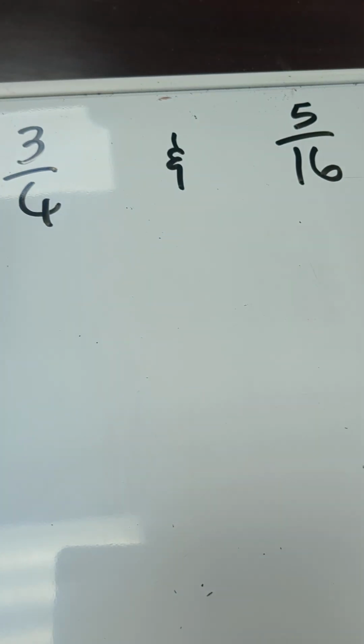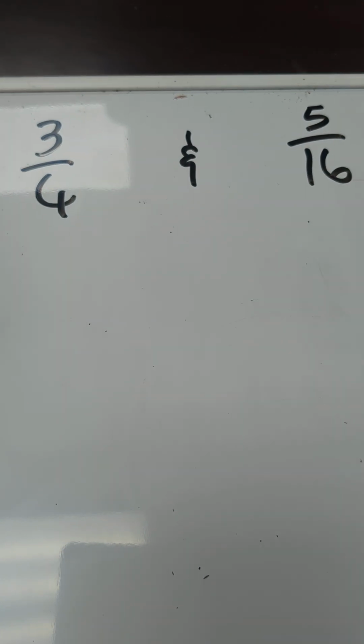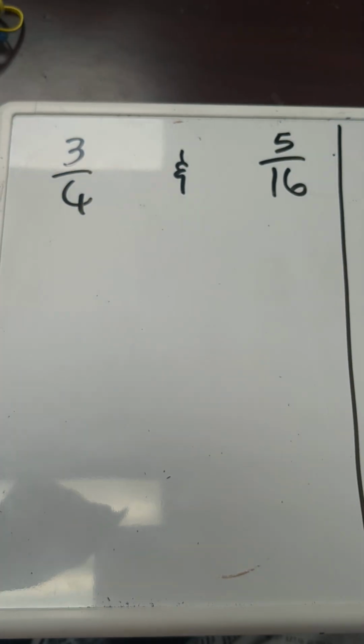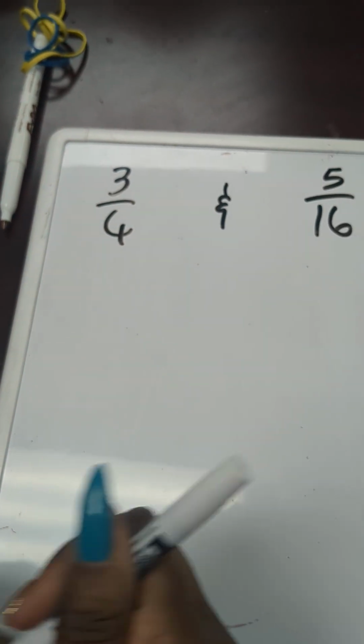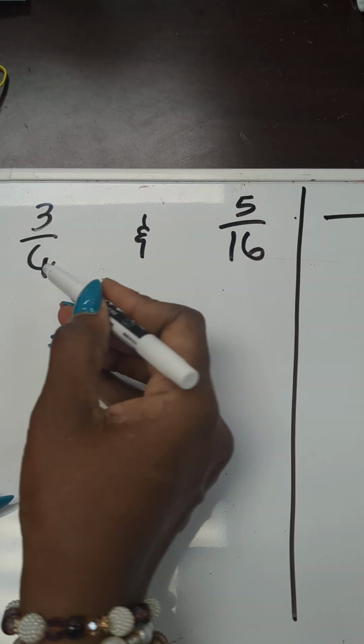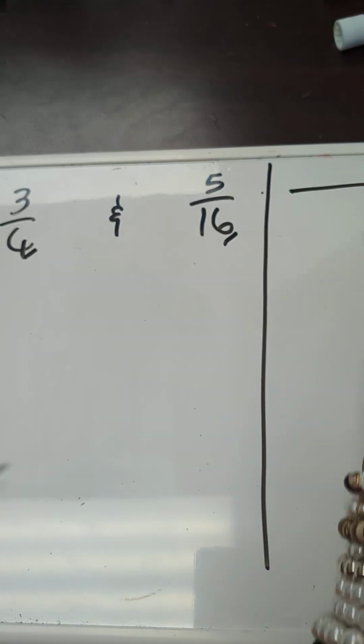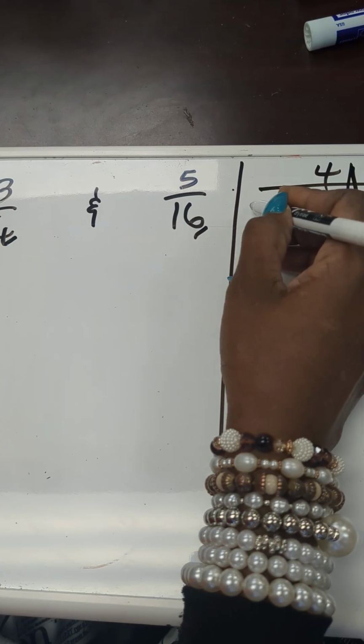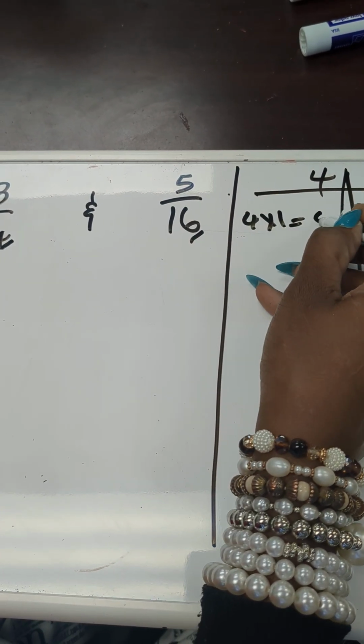So we're doing common denominator to write equivalent fractions. We're finding the common denominator to write equivalent fractions. So the first thing you do, you're going to find multiples of the denominators, which are 4 and 16. So 4 times 1 equals 4.